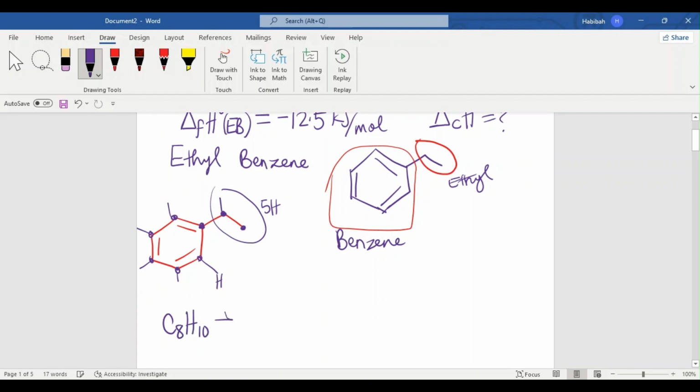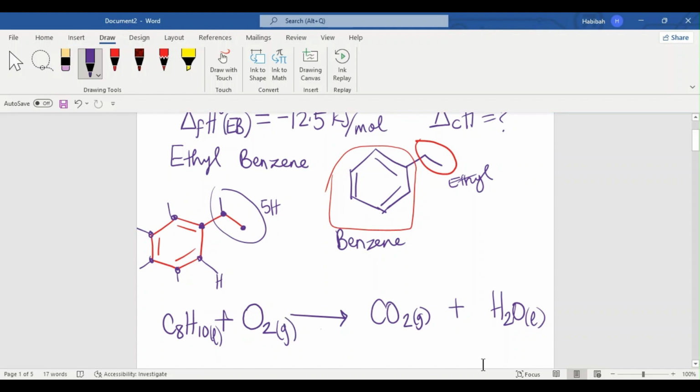Rewriting this, we have C8H10 plus the combustion reaction, because we're asked to find the standard enthalpy of combustion for this particular reaction. Anytime you have a combustion reaction, you're supposed to have carbon dioxide, CO2 gas, as well as H2O, water, in liquid form. This ethylbenzene is a liquid, and of course oxygen is a gas.